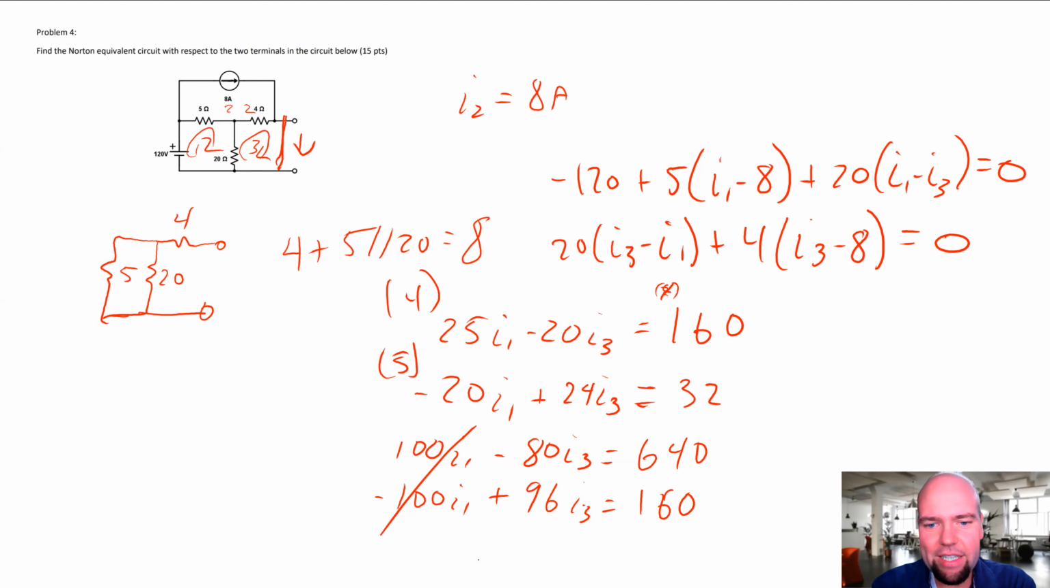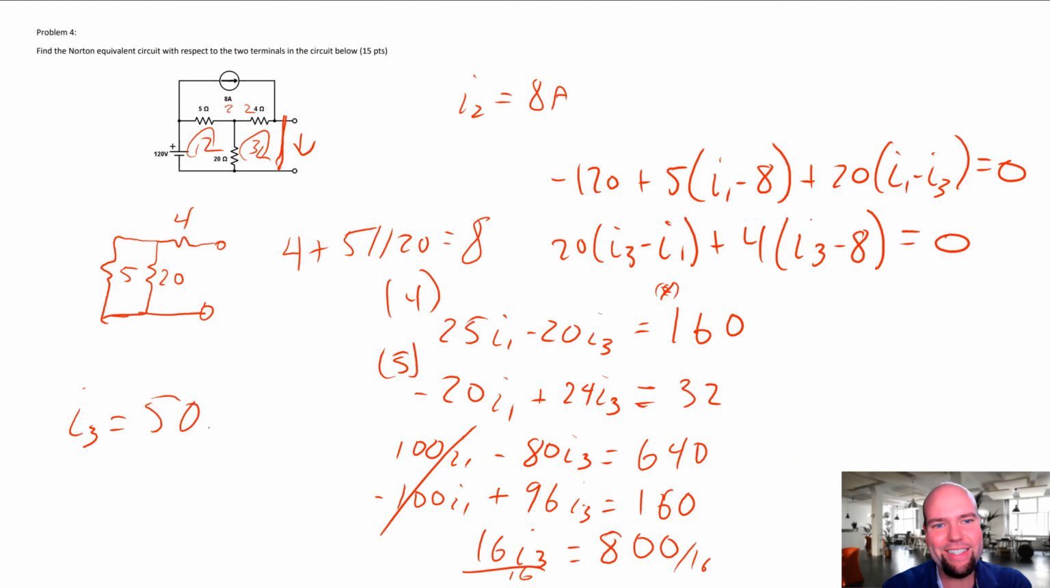Okay, so we got 16 I3 equals, oh boy, I've got to get a calculator. That's 800. This is feeling good, folks. So we got I3 equals 800 divided by 16, which should be 50. Feels right. If that's not right, I got a very clean mistake.